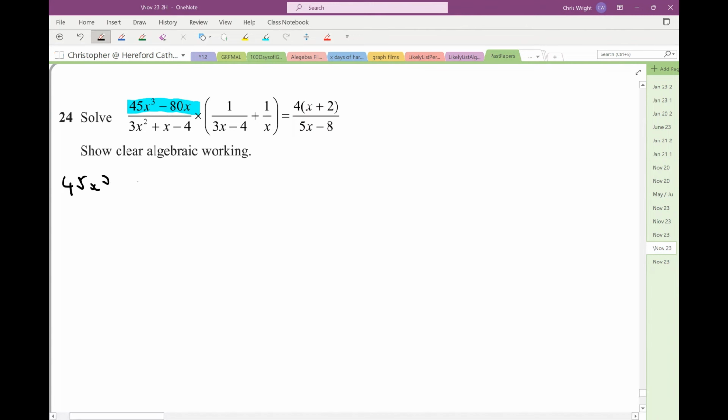45x cubed minus 80x. Well, let's factorize that. That's going to give me 5x outside the bracket, 9x squared minus 16. Now this happens quite a lot because that's not fully factorized yet, because this is the difference of two squares. So that will factorize to 3x minus 4, lots of 3x plus 4.